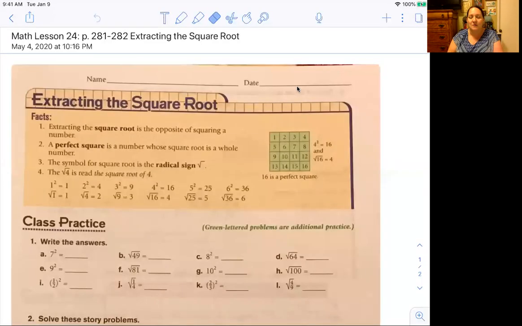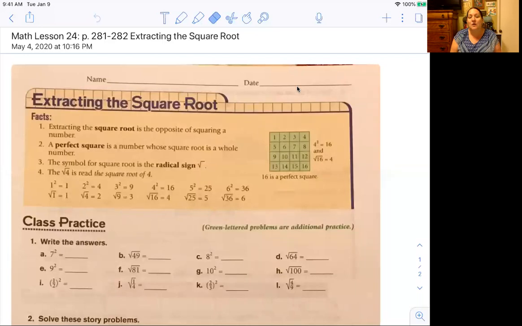Can you believe it? And today we're going to be talking about extracting the square root, which is page 281 to 282. So while you get that ready and you get a pencil, I'll go ahead and put it up here on the screen for us. Awesome. So sometimes when we are in a higher level of math, which you guys are totally climbing towards, we have square roots. And let's look at number 1.